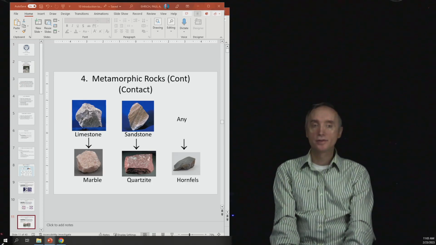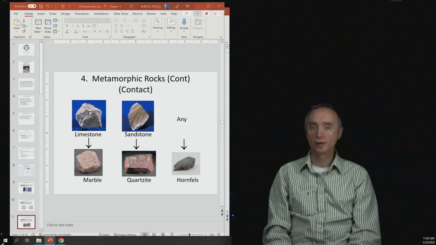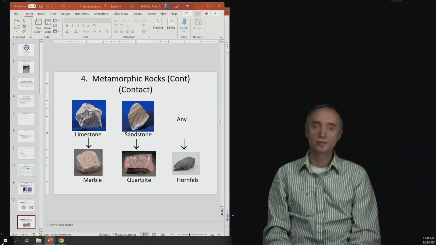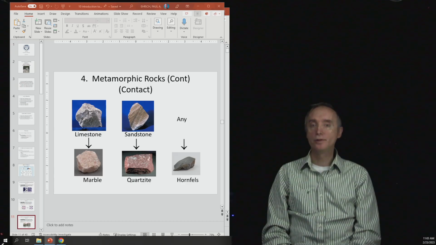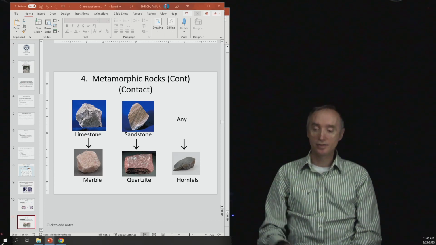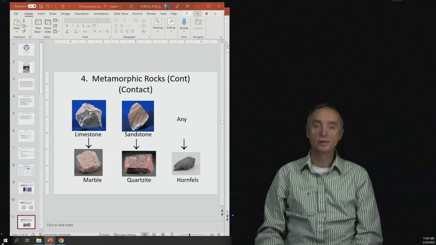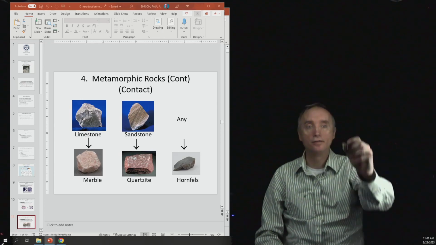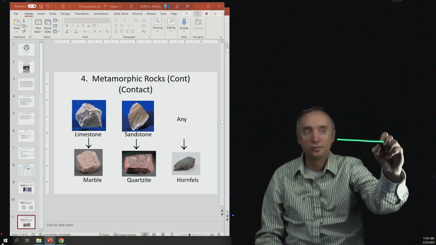Okay, I'm back, and so now we want to talk about a different kind of metamorphism. So the first kind, regional metamorphism, was you were applying both heat and pressure to something. So now we want to talk about what would happen if you just apply heat to it. So a typical example of this might be where you have an existing rock.